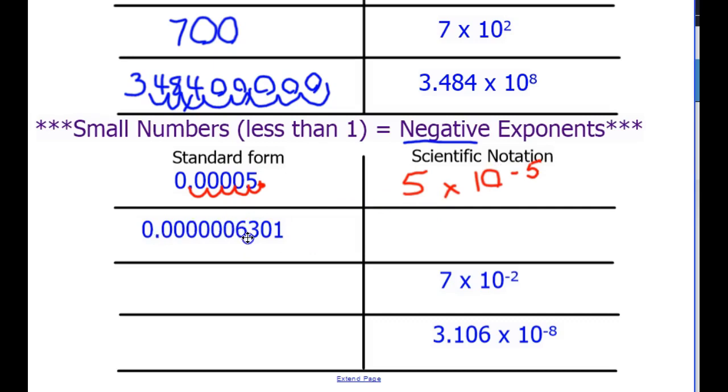Here we are going until we get behind our first number. So 1, 2, 3, 4, 5, 6, 7. And put a decimal point there. Then we have 6.301 times 10 to the 1, 2, 3, 4, 5, 6, 7. Negative 7th power.